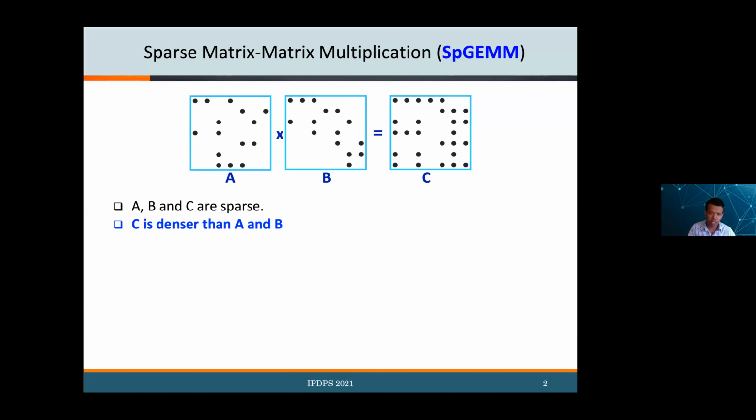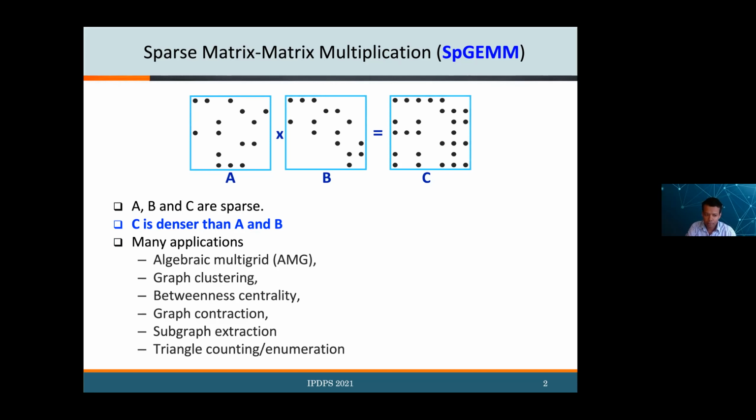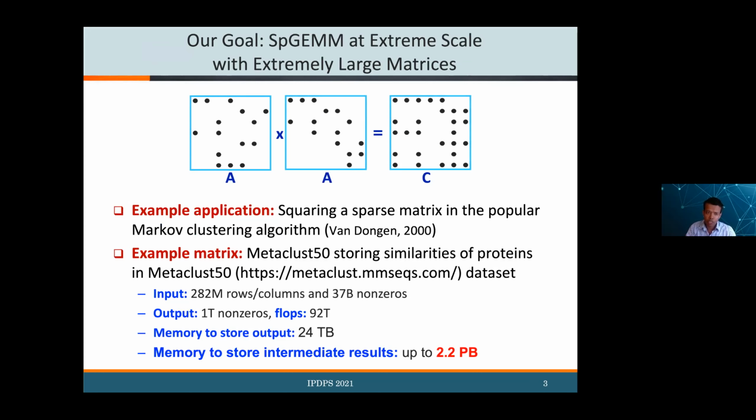In sparse matrix multiplication, we multiply two sparse matrices, and the result is another sparse matrix. And typically, the output matrix is denser than the input matrices. There are many applications of sparse matrix multiplication, for example, in algebraic multigrid, in graph clustering, betweenness centrality computation, and many other graph algorithms. In this work, our goal is to compute SpGEMM at extreme scale, especially with extremely large matrices.